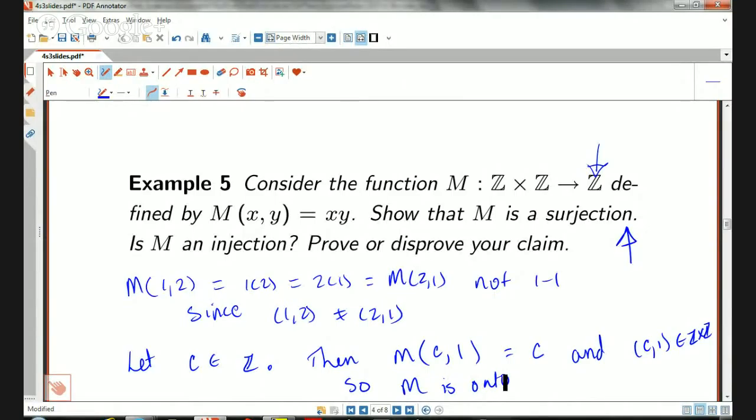So our first example was one-to-one but not onto. This one is onto but not one-to-one. It's the opposite of the first example. Surjection and onto are the same. So let's go do our proof for this one.